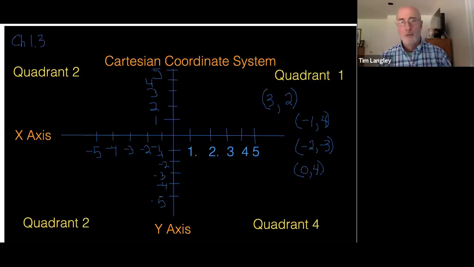All right, this is Mr. Langley. I want to give you a lot of help on chapter 1.3. So that is the chapter I'm going to jump to. If you can look at the screen here, we've got something called the Cartesian coordinate system.